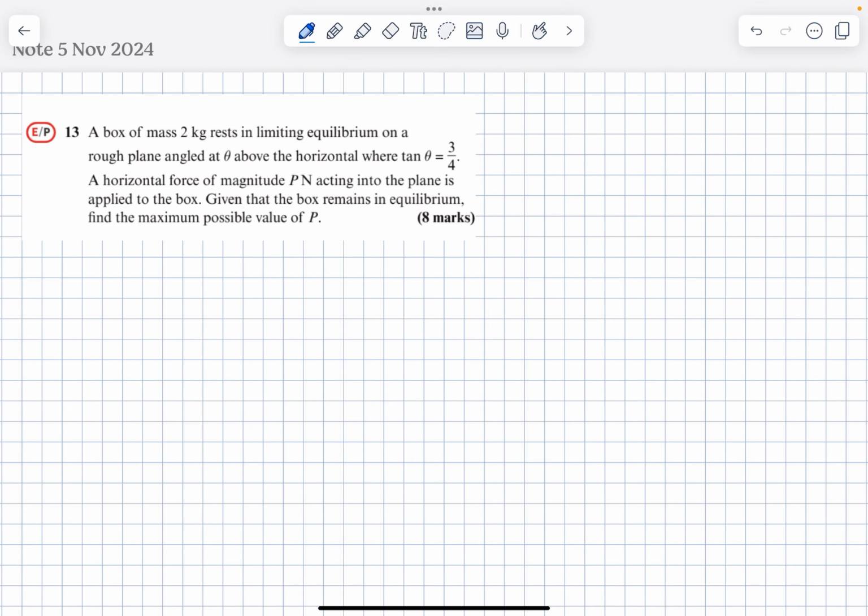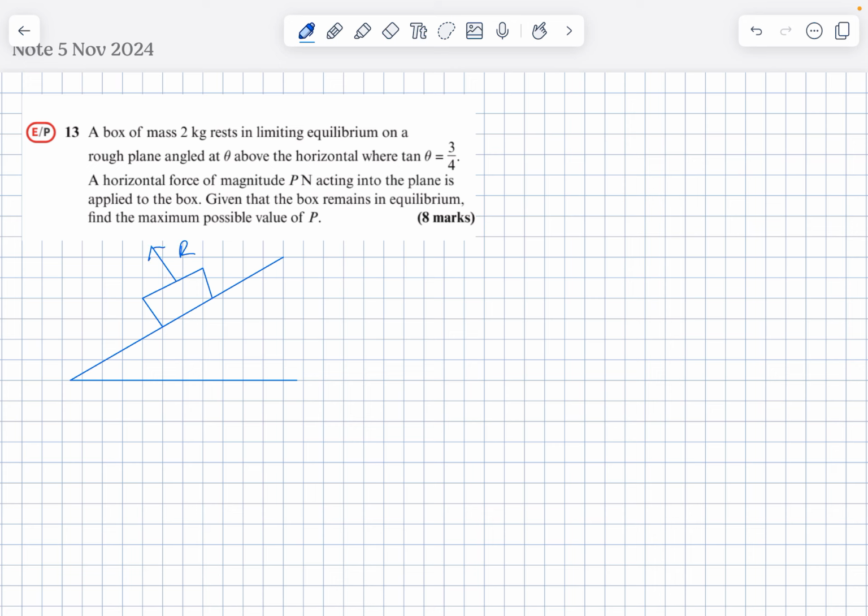Okay, right. So this is the last question we looked at, was statics of friction. And I think some people were a bit confused about it. So let's have a look. So we're going to max a box of 2 kilos resting on an inclined plane. Okay, so we just quickly draw the diagram.